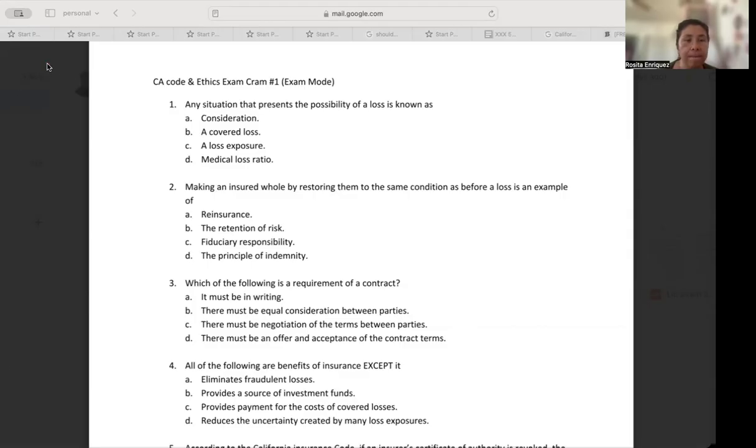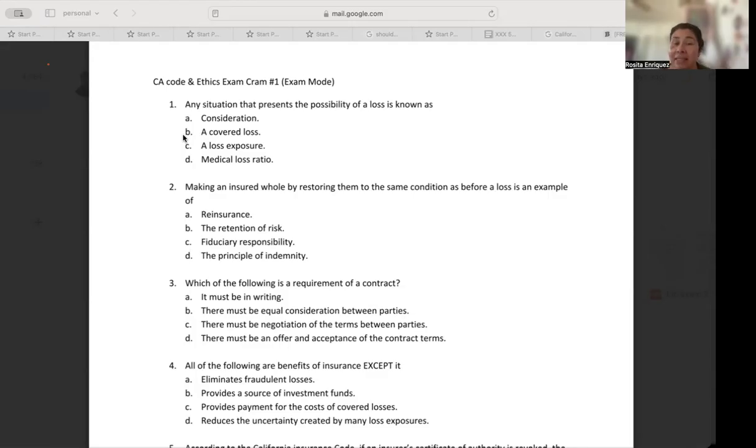We are going to study for the California Code and Ethics exam, the life insurance exam. There are four parts, and we're going to do this first part first. This is the California Code and Ethics exam, cram number one.